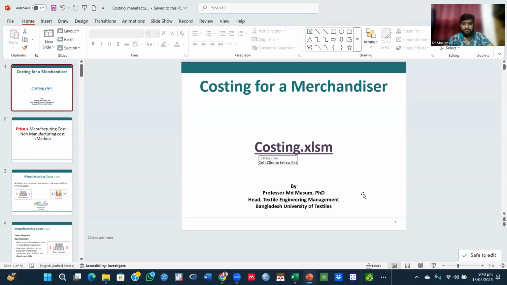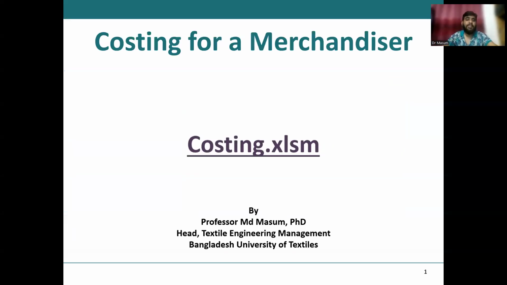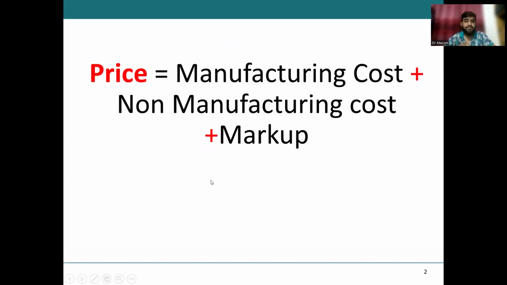All right. And now we are going to give a revision on how you are going to make a standard cost sheet. So ultimately in your cost sheet, you calculate the price. Why are you calculating the price? Because the price will be used to negotiate with the buyer.